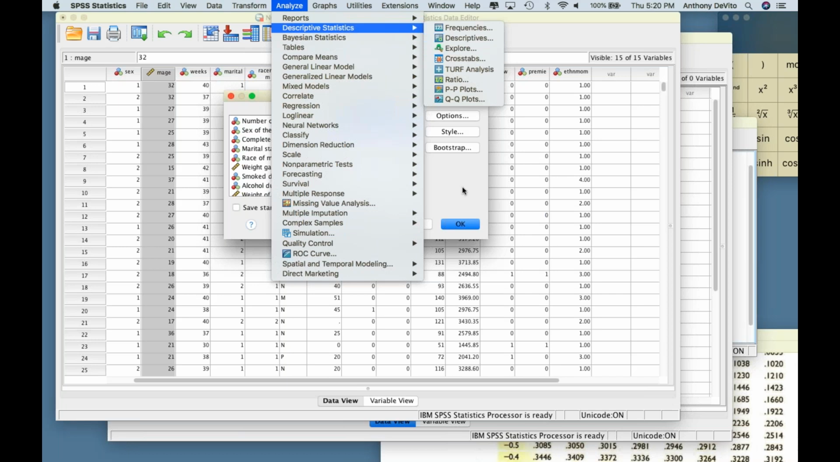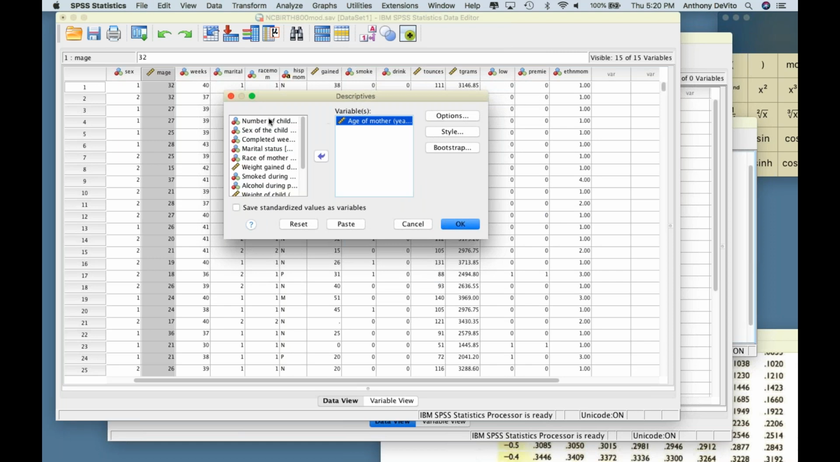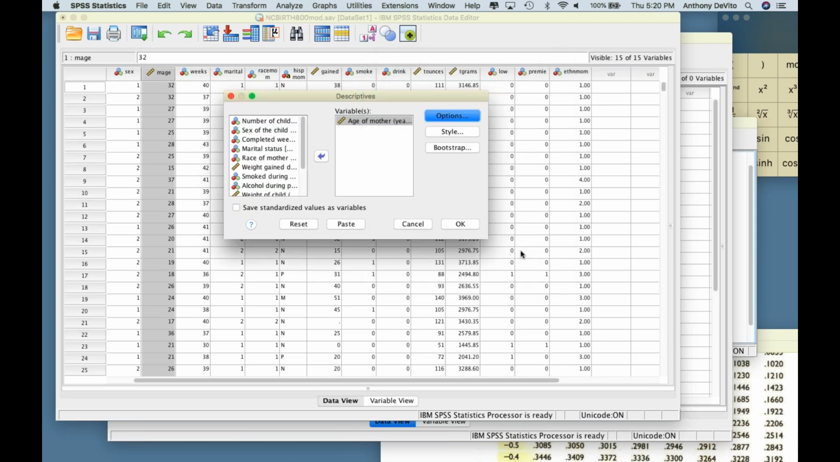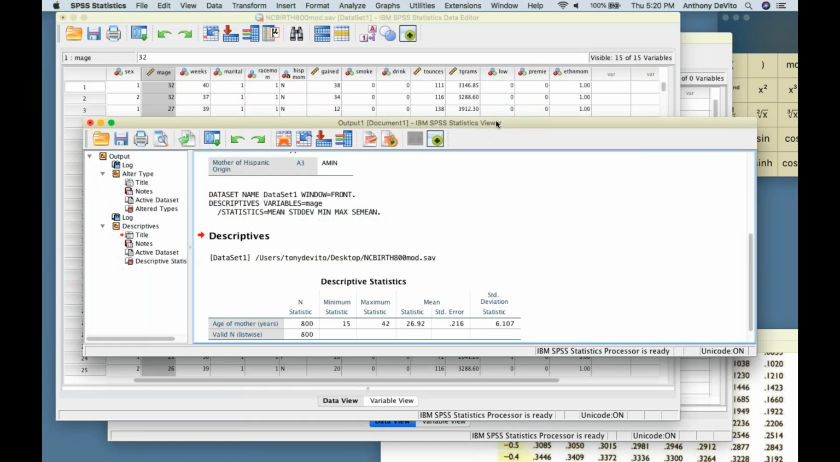So I'm going to go to descriptives. I'm going to move the variable I'm interested in, the age of the mother, into the variables box. And I'm going to ask it to calculate for me the mean, the standard deviation, and the standard error. Minimum and maximum look interesting too. I'm going to click OK, and then click OK here, and it's going to come up with the output window.